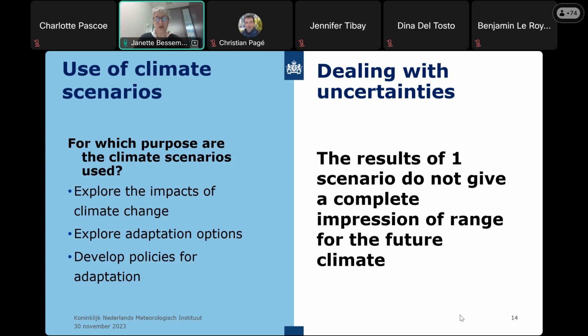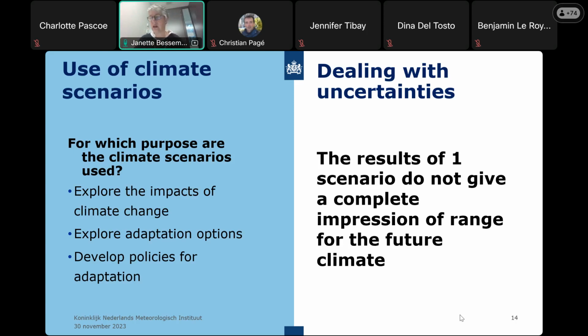If you want to explore adaptation options, then it's also wise to use at least 2 scenarios. Because if you develop an adaptation strategy for one scenario, you also want to know whether it works well if in the future the climate will be more like another scenario. So is the adaptation option robust? Does it work under different future climate scenarios? If you develop policies for adaptation, you can use one scenario to base your options on, but it's good to have the background information about several scenarios.